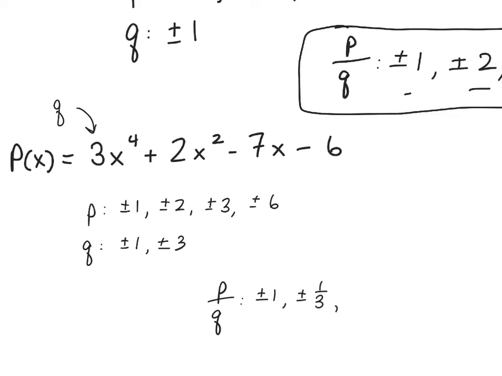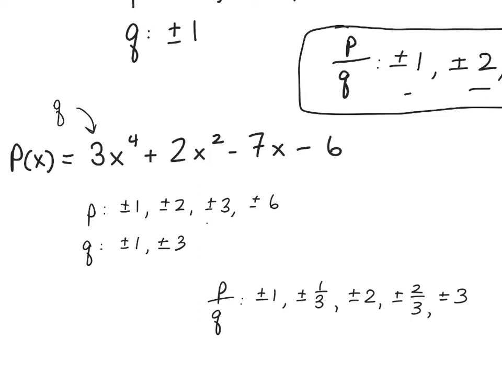Now we move over to here. 2 divided by 1 is plus or minus 2, but then we take this 2 and divide it by 3, and we get plus or minus 2/3. Then we take 3 and divide it by 1 to get plus or minus 3. And then this one here, 3 divided by 3, that's just plus or minus 1, and we already have that here, so we don't need to repeat that one.